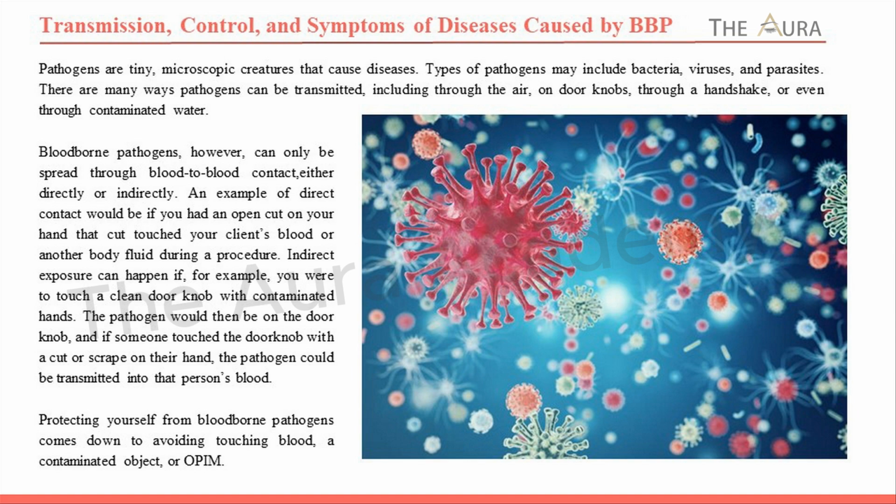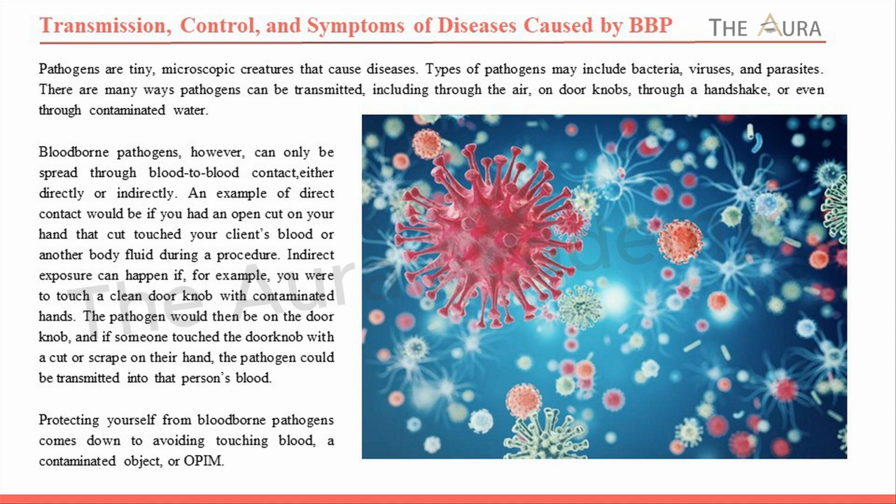Transmission, control, and symptoms of diseases caused by bloodborne pathogens. Pathogens are tiny, microscopic creatures that cause diseases. Types of pathogens may include bacteria, viruses, and parasites. There are many ways pathogens can be transmitted, including through the air, on doorknobs, through a handshake, or even through contaminated water. Bloodborne pathogens, however, can only be spread through blood-to-blood contact, either directly or indirectly.